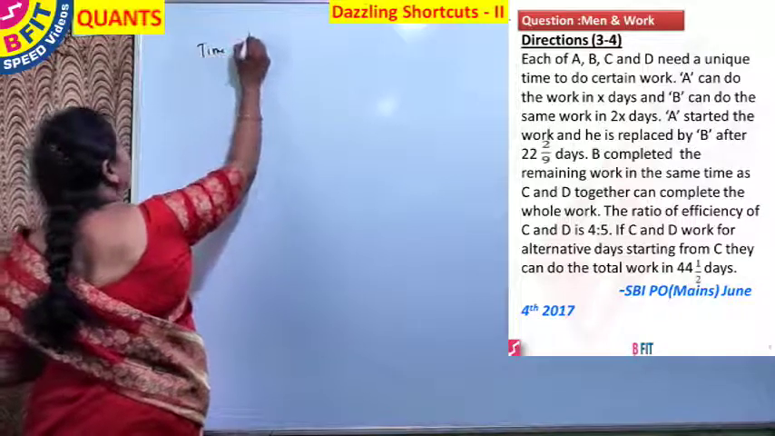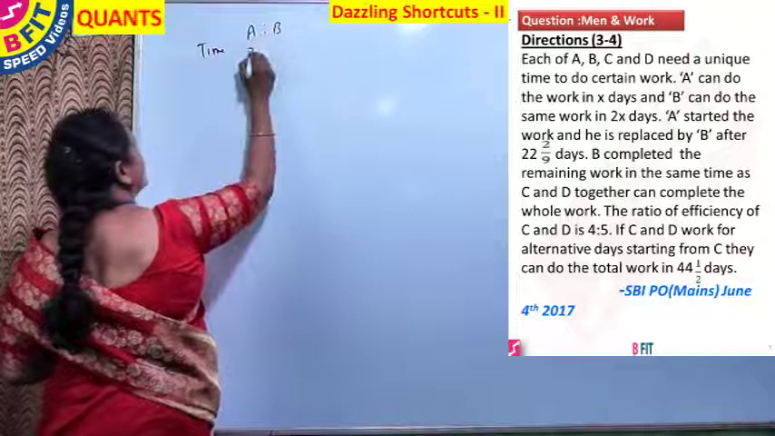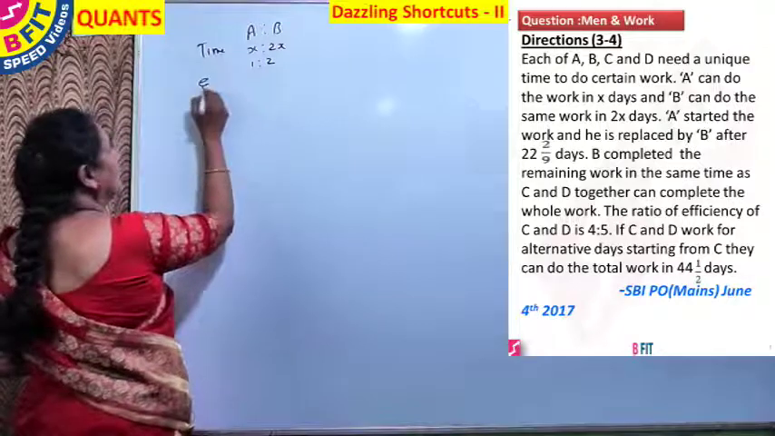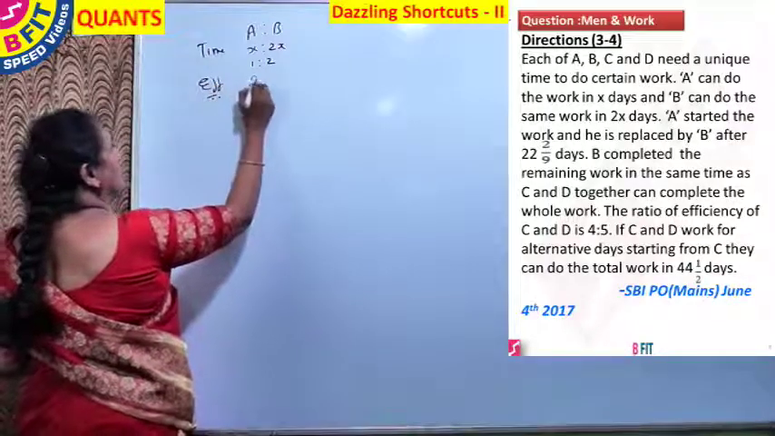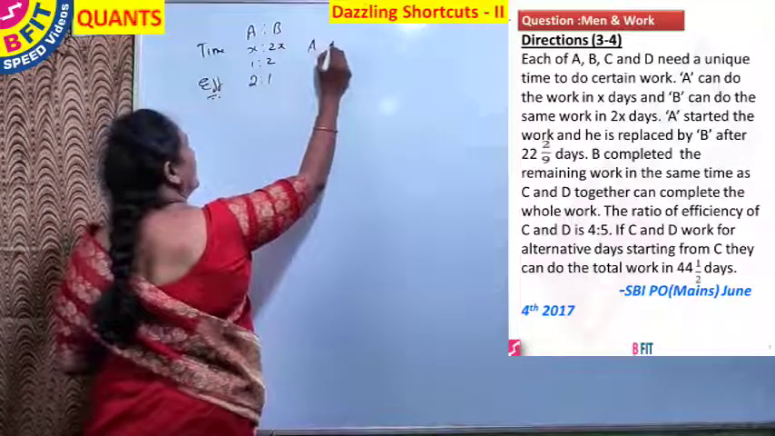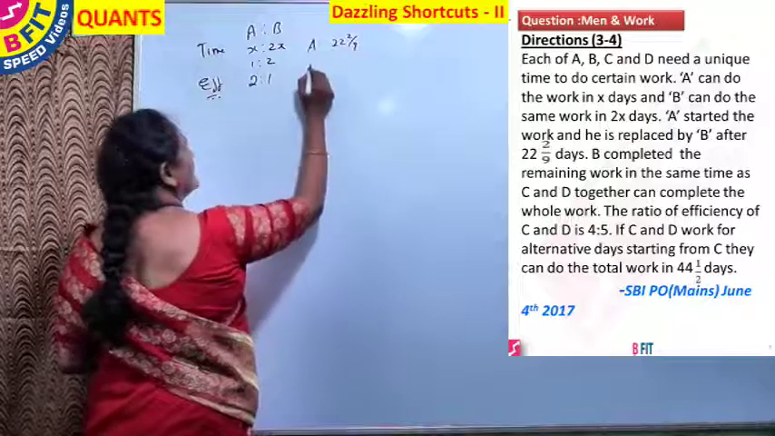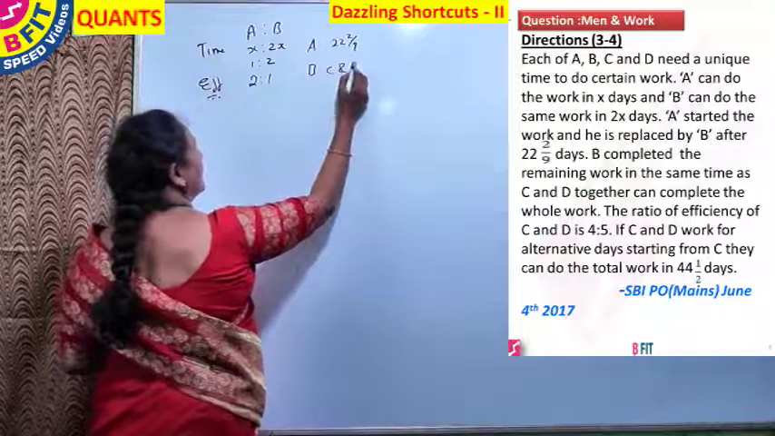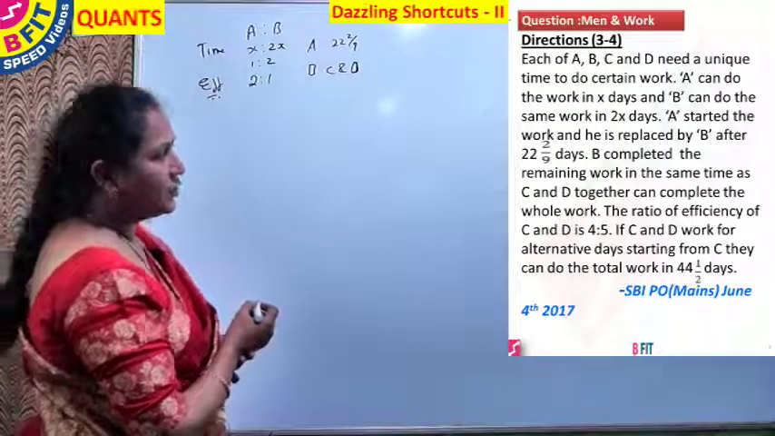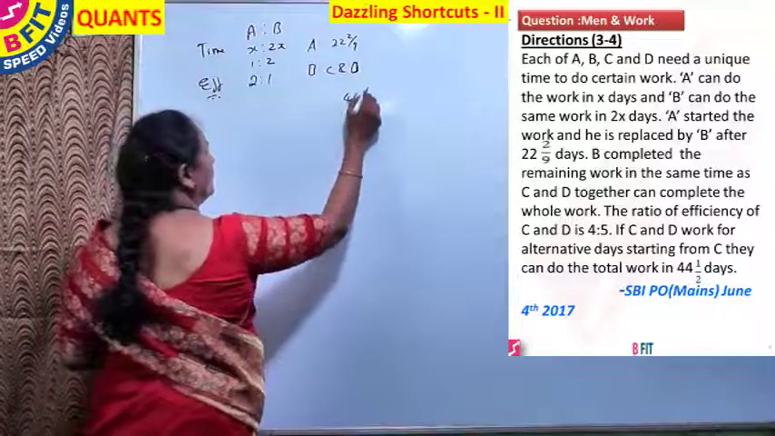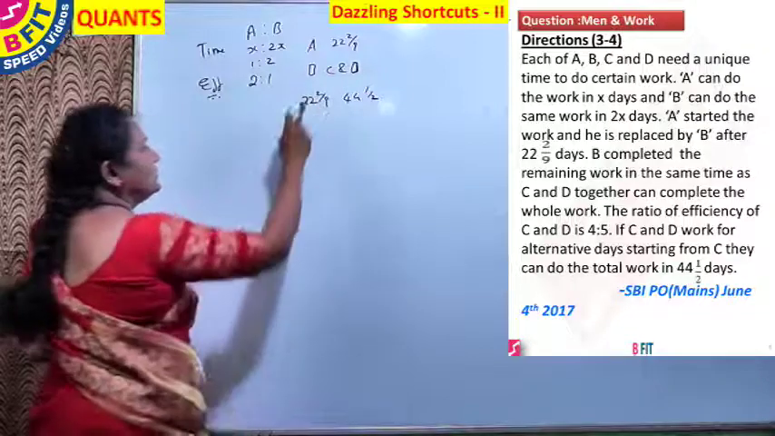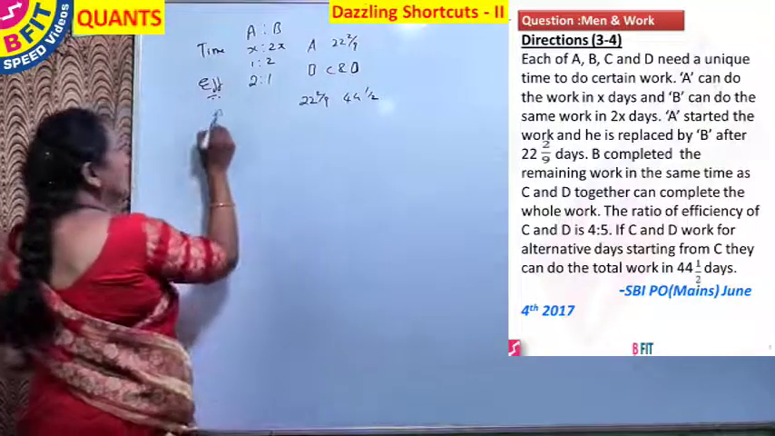Time taken by A and B is given as X and 2X, so the time ratio is 1:2 and the efficiency is 2:1. A works for 22 2/9 days, and B works for the time taken by C and D together. It's given that C and D on alternate days take 44.5, so together it will be 22 2/9. So the same time is taken.